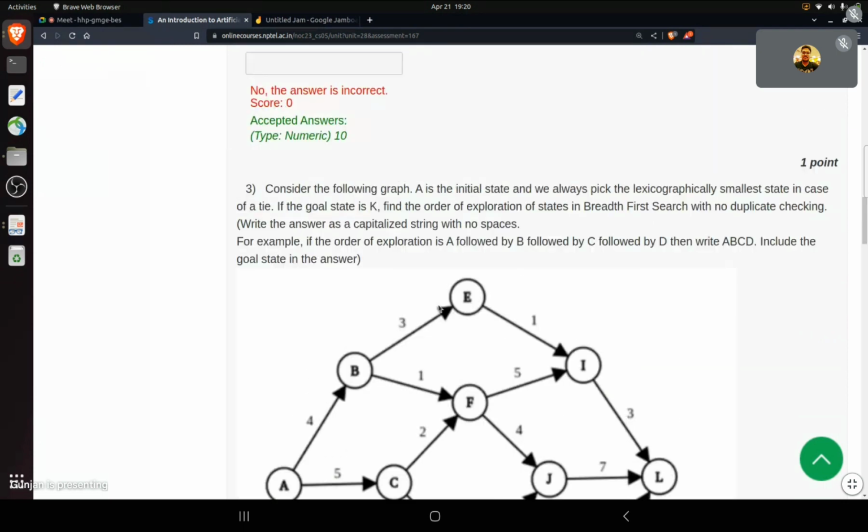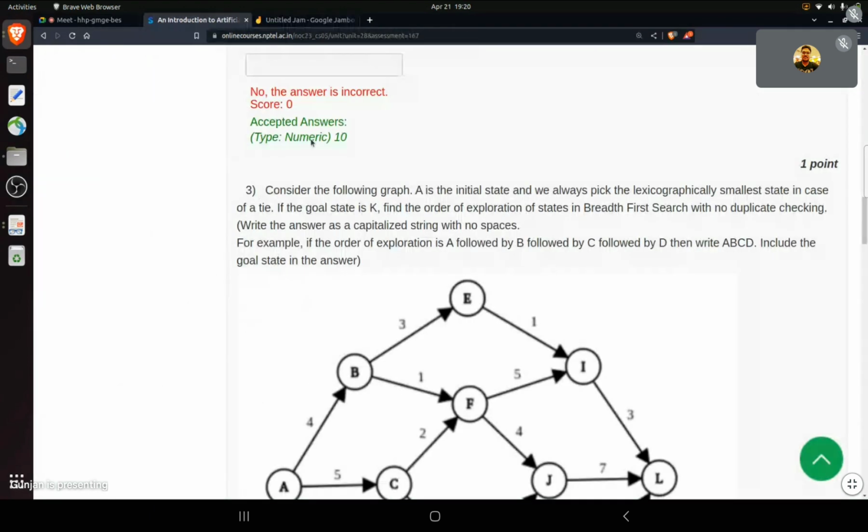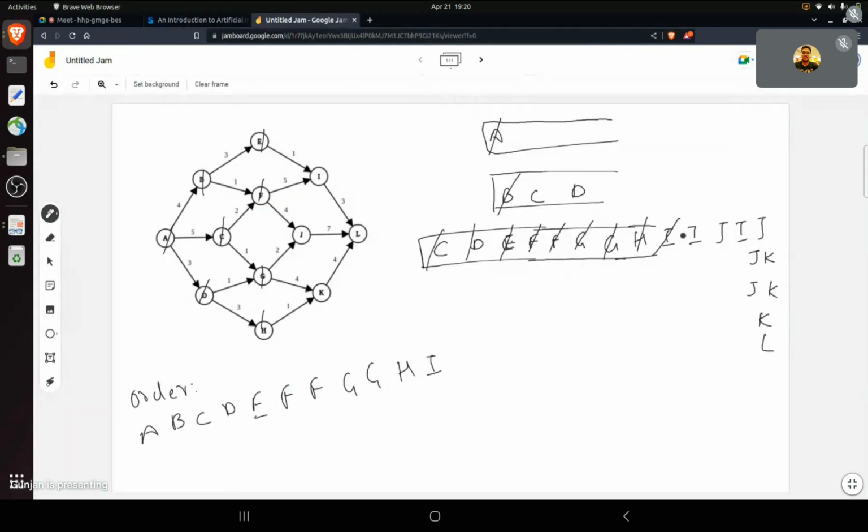What is the goal state? The goal state is K. So G, H, I, and then we will do I, J, and finally we will reach K. And that would be the answer. You see, it is I, J, and then J, K. Is it clear? Yes, sir.